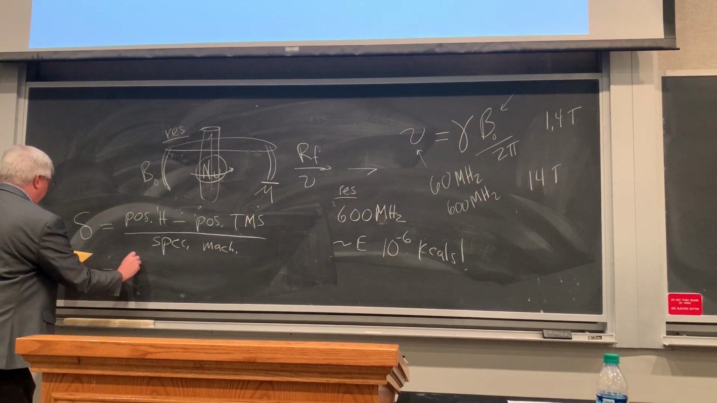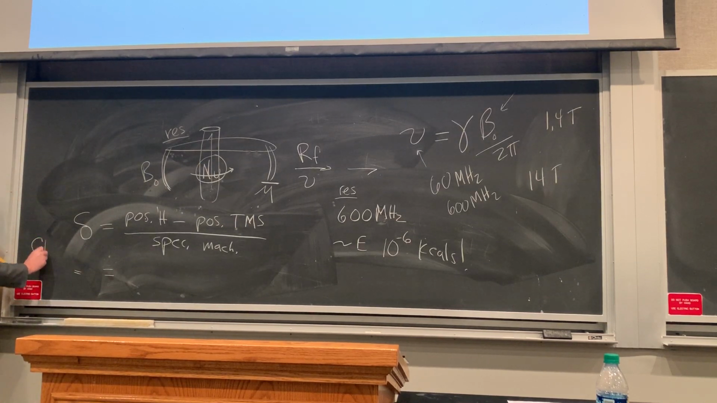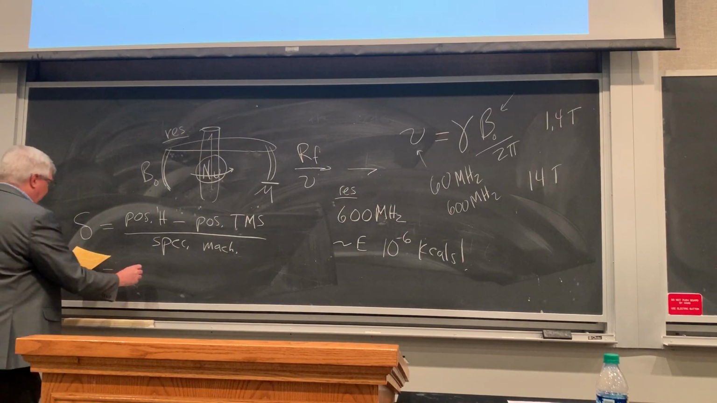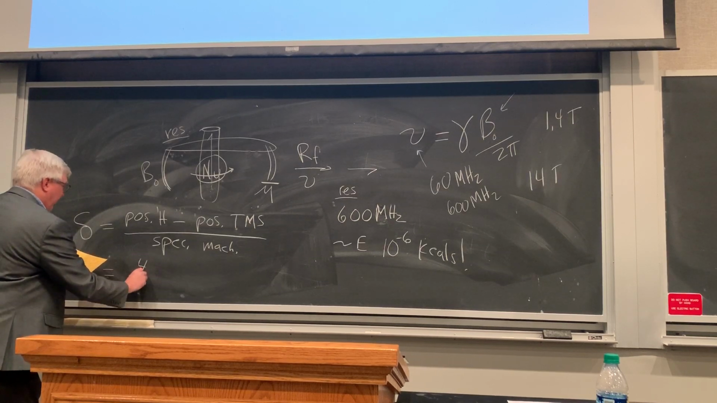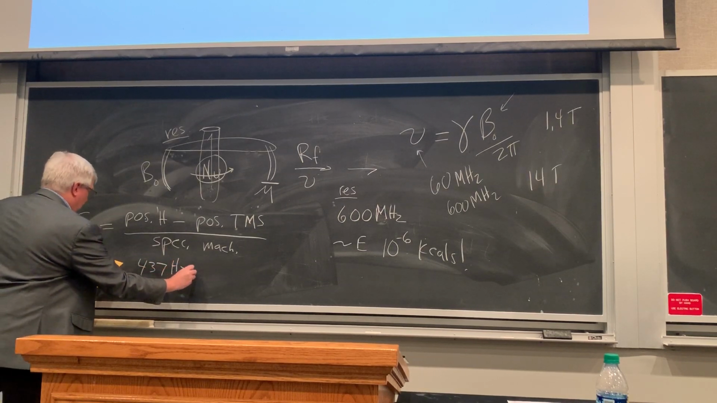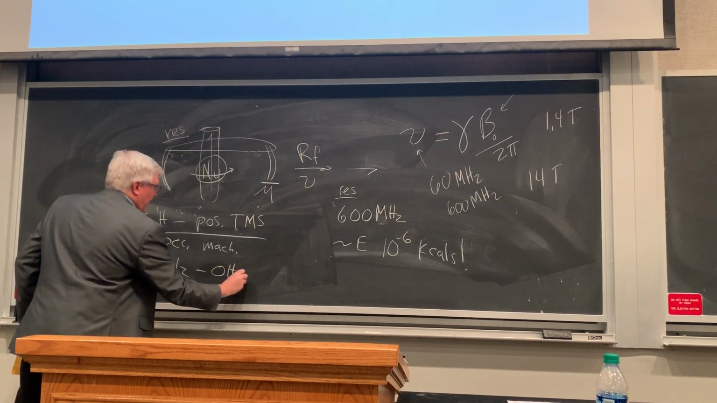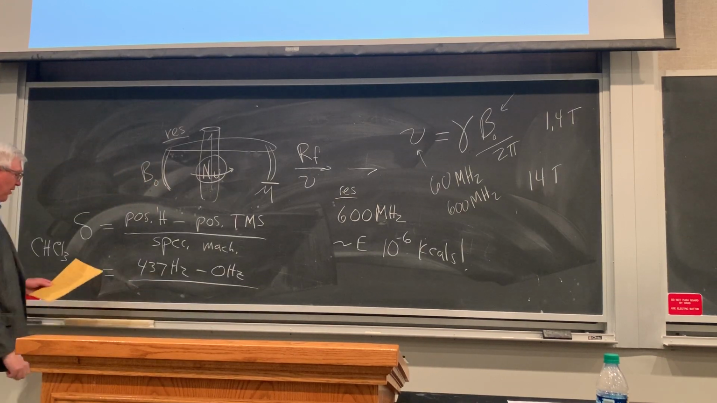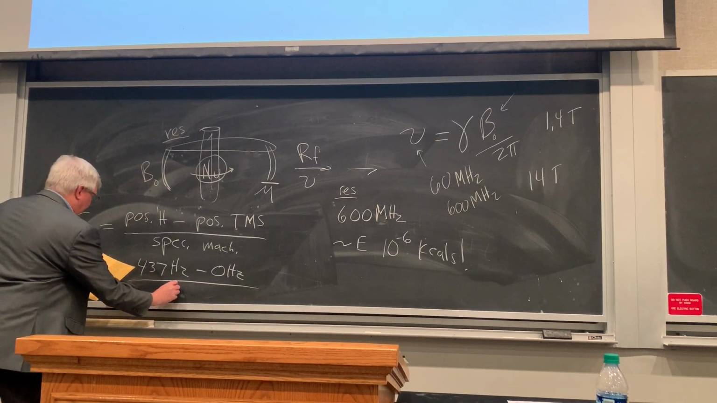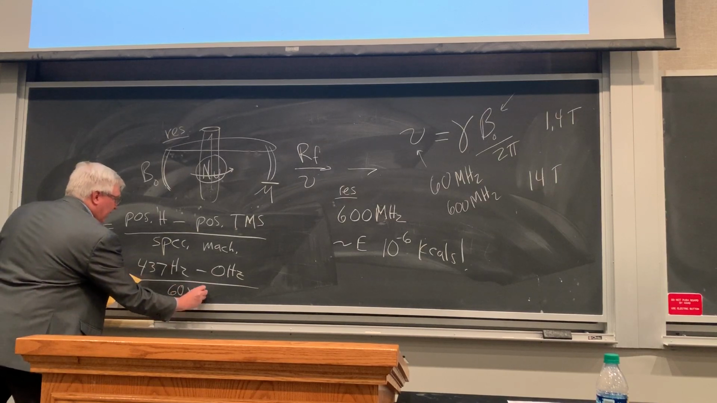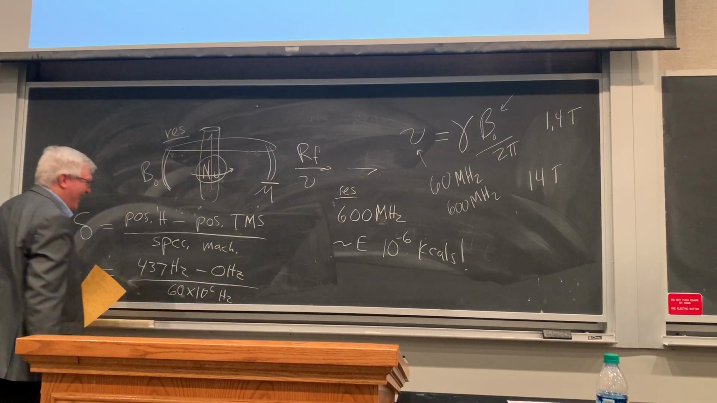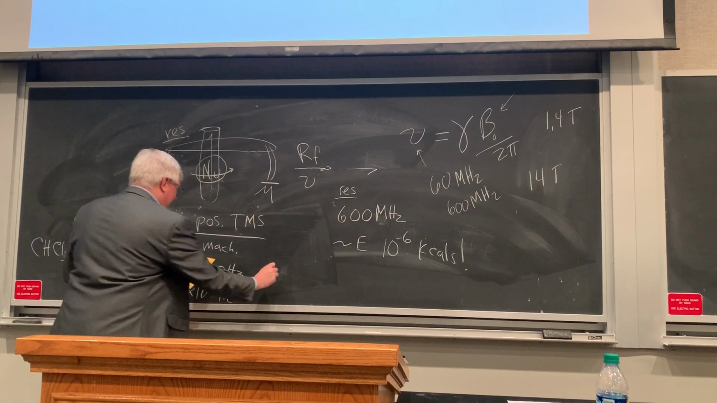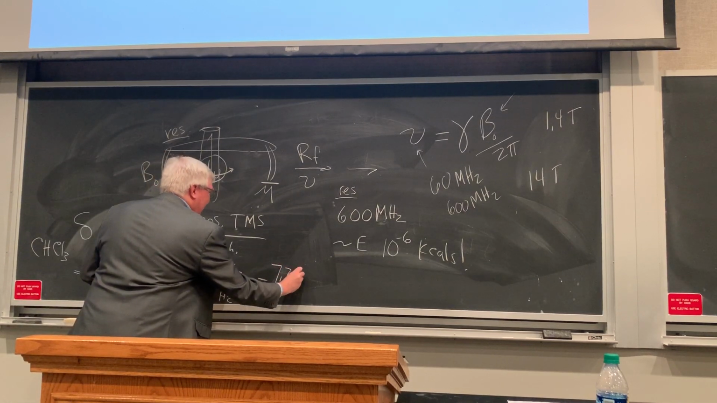And so this turns out to be, in a practical sense, for chloroform, the first molecule we'll look at, there's the proton we're observing here. The position of this at 60 megahertz is 437 hertz minus 0 hertz. Again, this is the frequency, right? The new value for the RF pulse over the hertz of the magnet, which is 60 times 10 to the 6th hertz. Okay, and that comes out to be the new unit, 7.28 ppm.